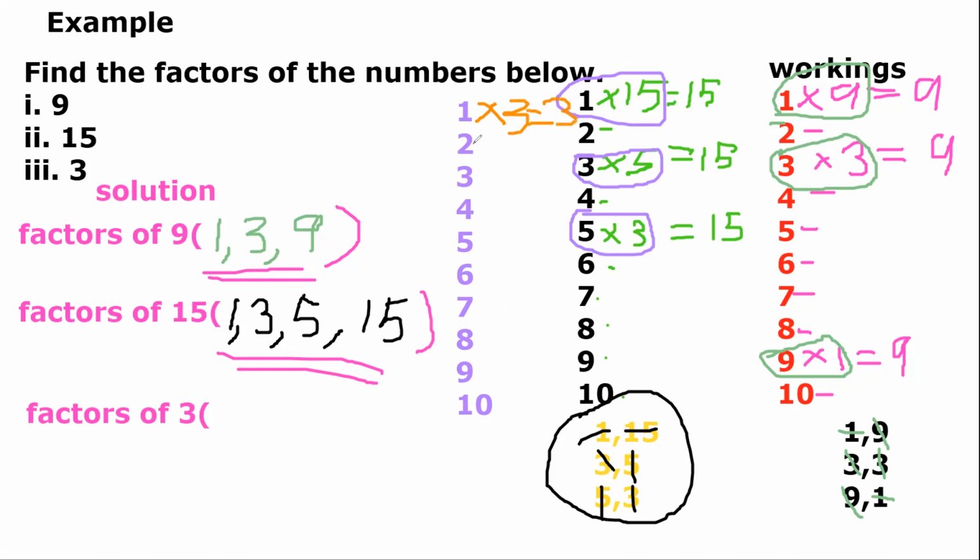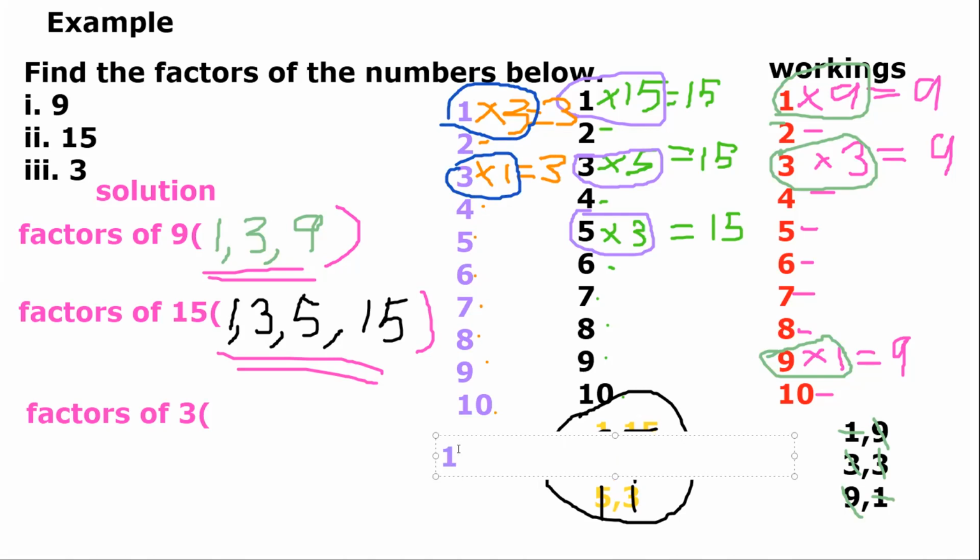2, no. 3 times 1 also gives you 3. 4, no. 5, no. 6, no. 7, 9, no. So these are the numbers that give us 3: 1 times 3 and then 3 times 1. Okay, so let me arrange them: 1 and 3, and 3 and 1.